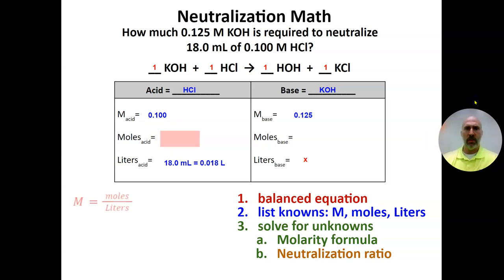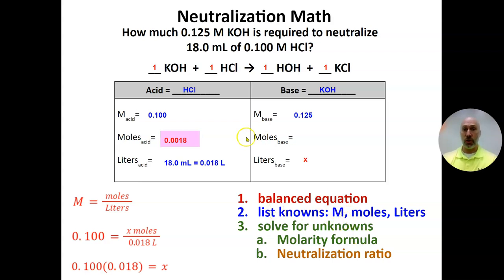Now, how do we solve moles on this side? We do the molarity equation, right? So molarity is equal to moles divided by liters. We know the molarity is 0.1. I know the liters is 0.018, and I am trying to find the number of moles, okay? You do that math there, and you end up with 0.0018.